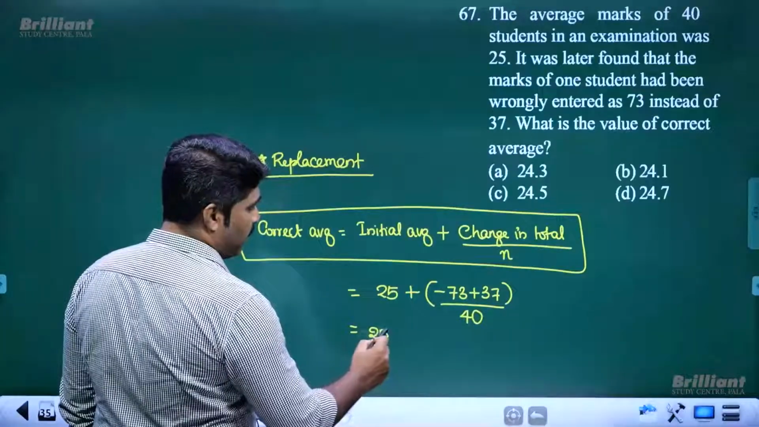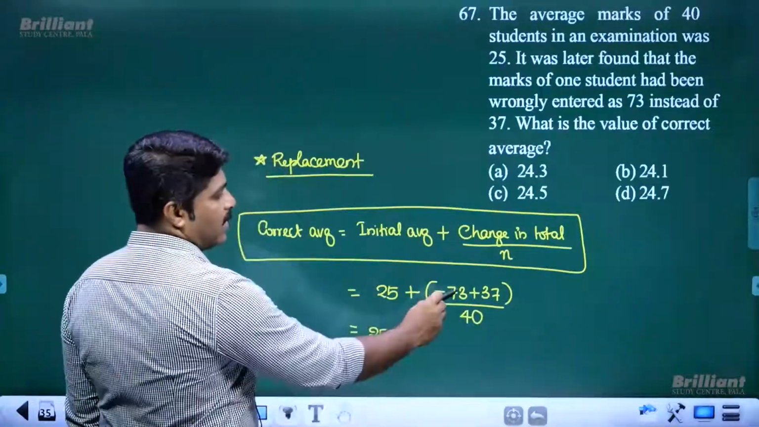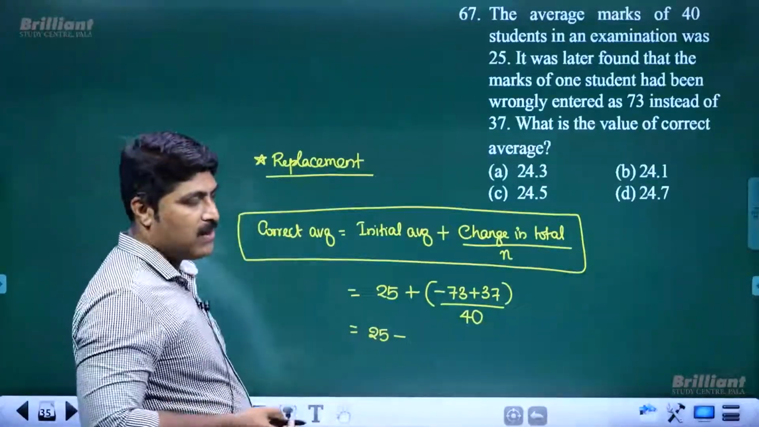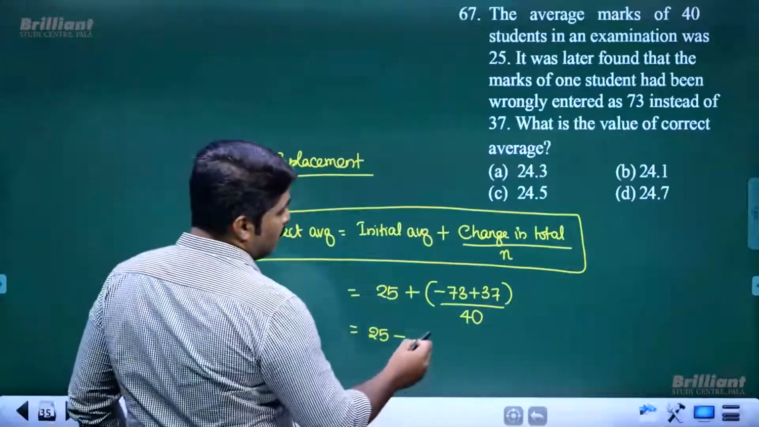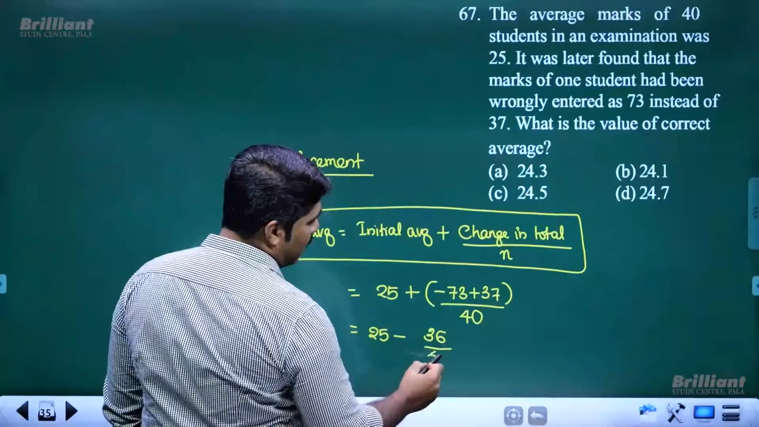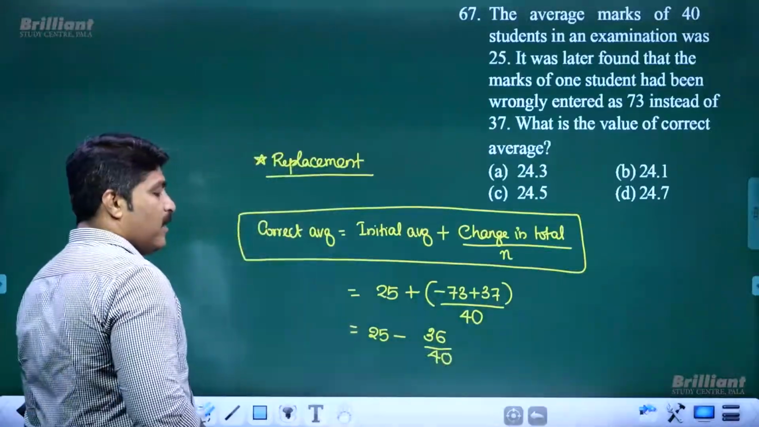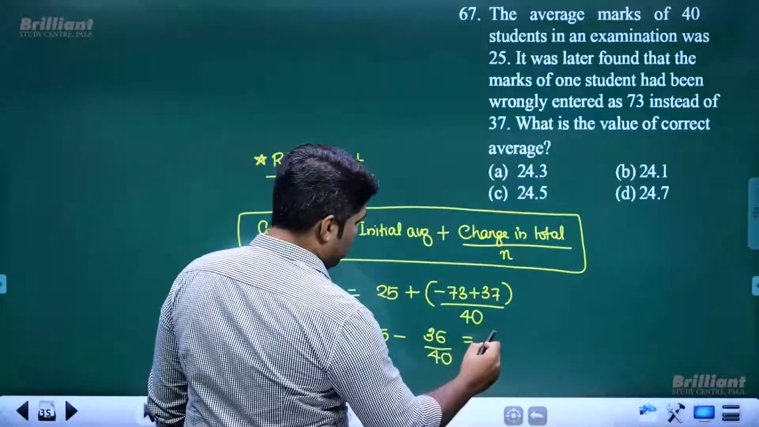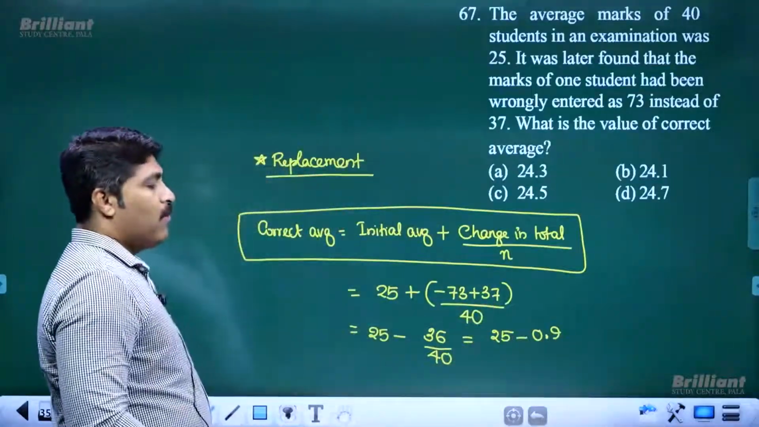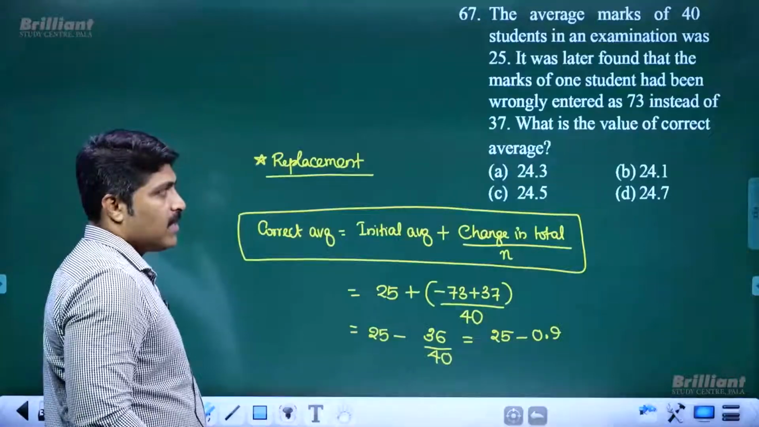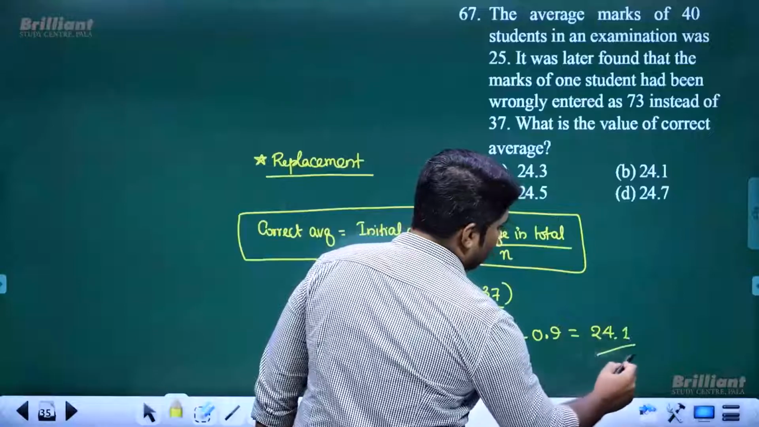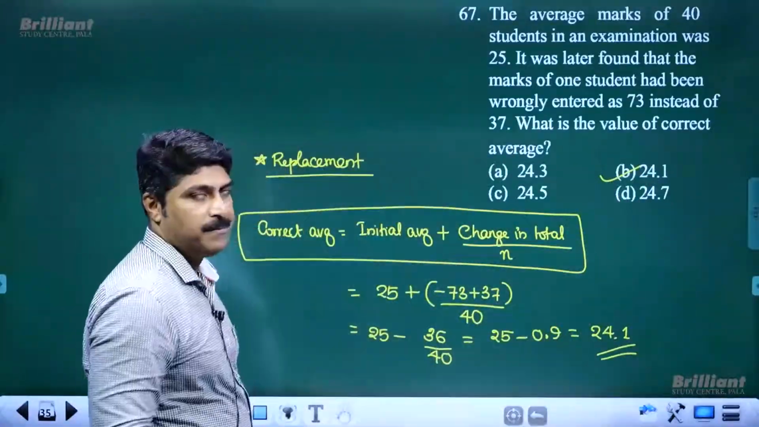So then we can simplify it. This is 25 minus, here this will become 73 minus 37, that difference we have to catch. What will be the difference here? So this is 36, divided by 40. What is this value? 36 divided by 40 is 0.9, so it is 25 minus 0.9. How do we reach a conclusion? That is equal to 24.1. Hence the answer is 24.1.